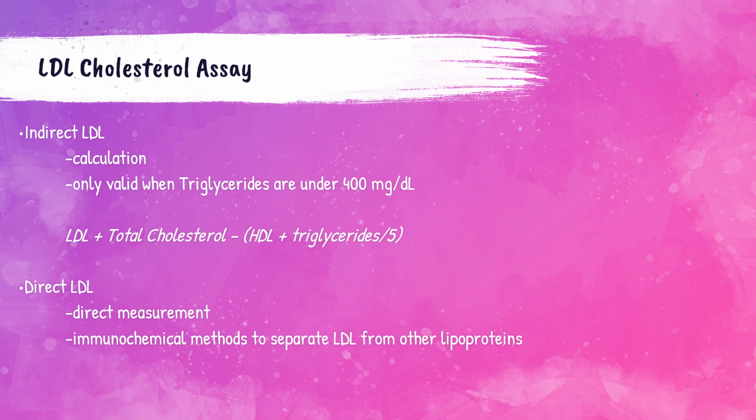So what happens when the patient has a higher than 400 milligrams per deciliter triglyceride level? In that case, the indirect LDL level cannot be calculated and a direct LDL must be performed. So an immunochemical method must be performed to measure the patient's direct LDL level. So I have created another video of me working through a couple of indirect LDL calculation problems, and I will go ahead and link it in the description of this video, so please check that out.